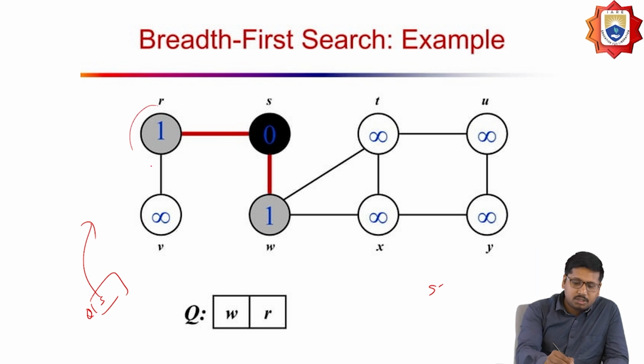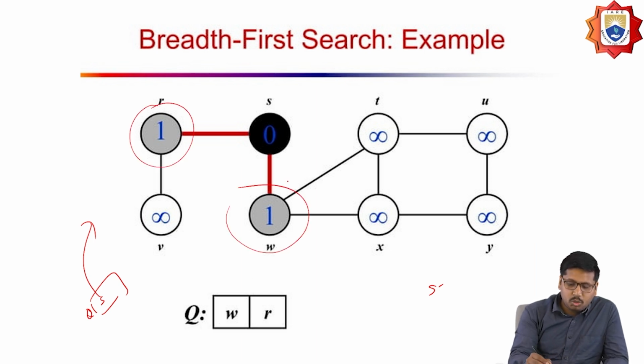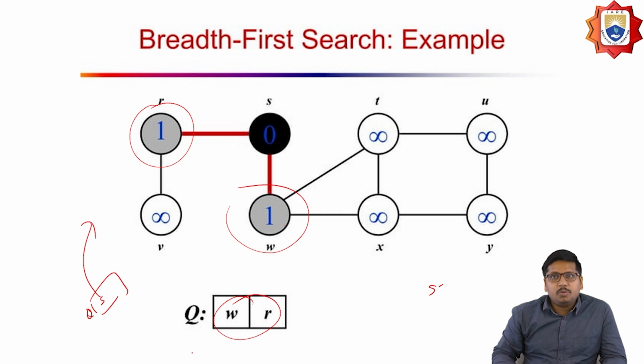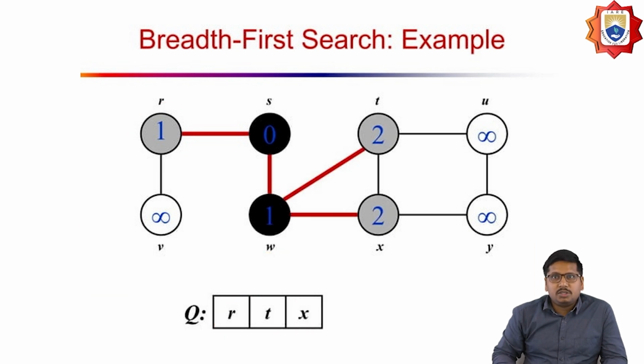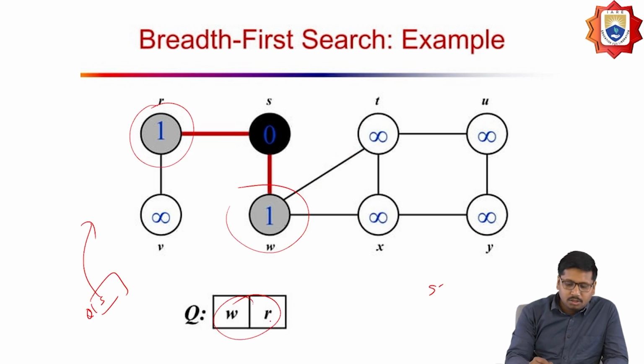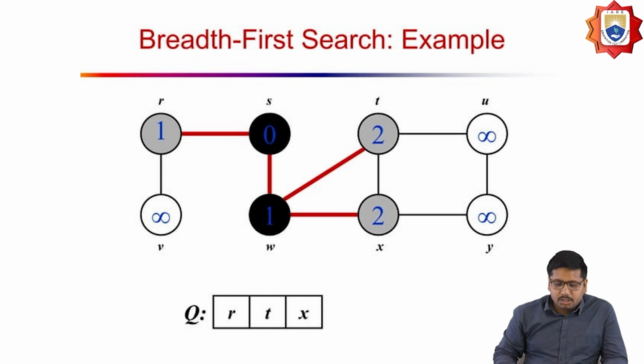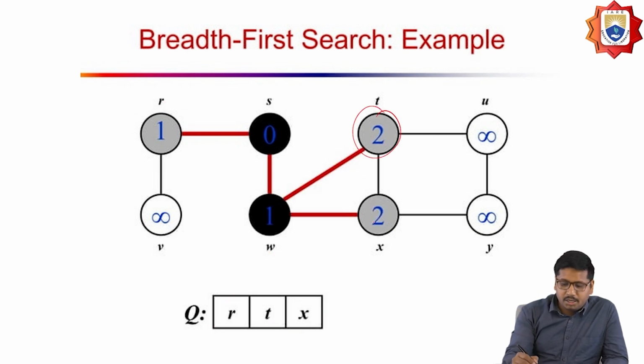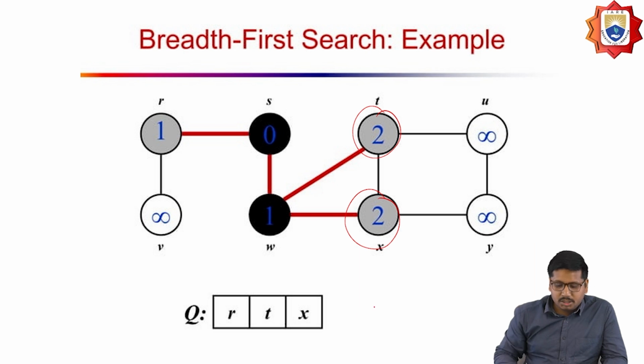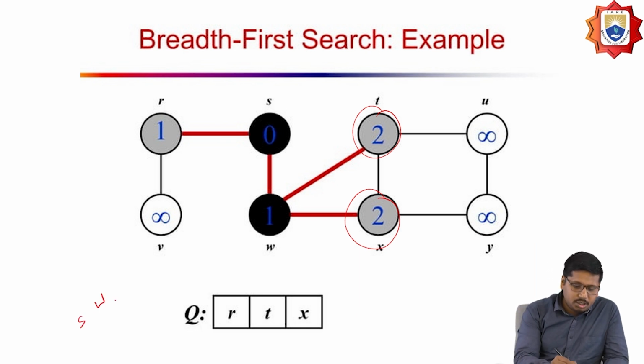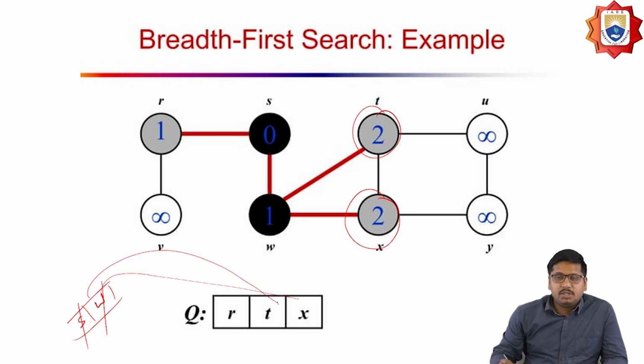And the vertices adjacent to S are R and W, so R is going to be pushed onto the Q. Next I'm going to consider W. For W, what are the adjacent vertices? That should be T and X. So S is popped out, and the adjacent vertices for W are T and X, so those should be added to the Q.